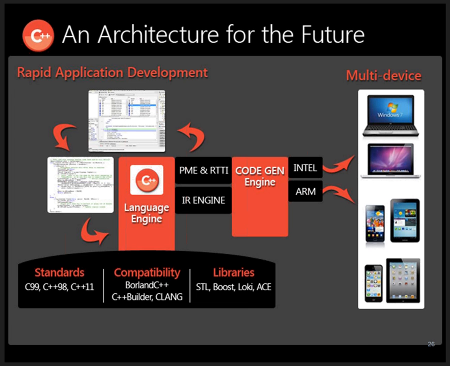And this new backend is a CodeGen engine that not only allows us to target Intel processors, and today, with the first release of 64-bit Windows, you see this architecture fully implemented to target Intel 64-bit, but also in 2013, we're targeting ARM. And this architecture is something that is shared now between Delphi and C++. So Delphi is using the same engine to generate ARM code to get us onto iOS and Android, and the same will be for C++ Builder in 2013.